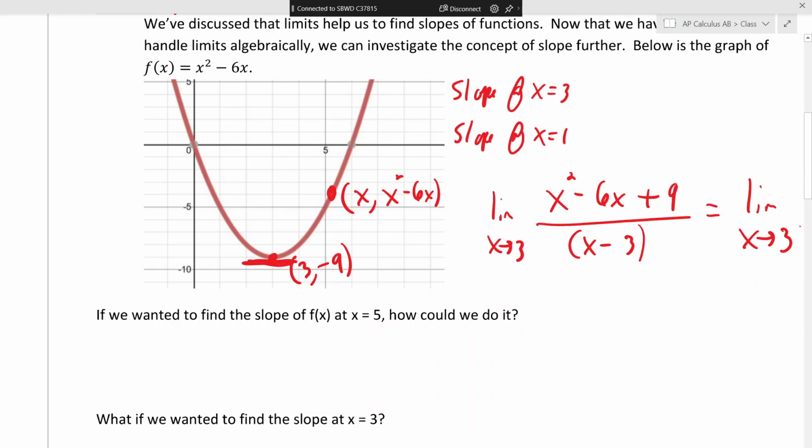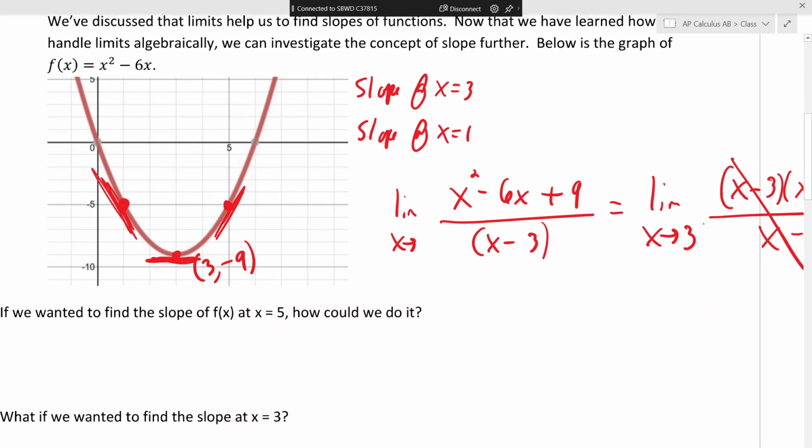Okay? Good talk. I also said the slope at 1, but look, the slope at 5 is right here. The slope at 1 would be over here. See how they're like mirror images of each other? If the slope over here was 4, what should the slope over here be? Negative 4, thank you. Yes, it should be negative 4.